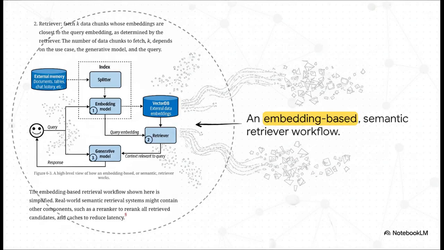So here's how that works in practice. Both your external memory documents and the user's query are passed through an embedding model. That's step 1. This model translates human text into a dense vector of numbers.